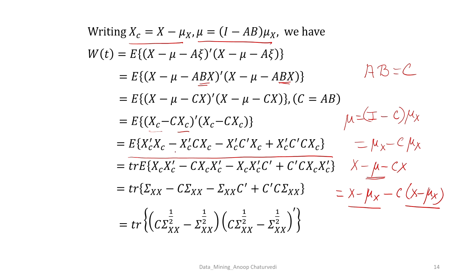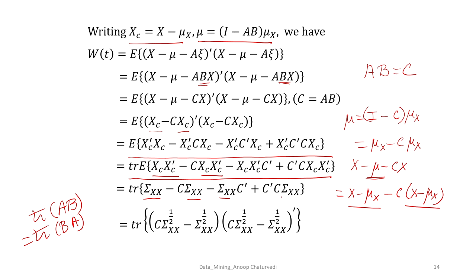So, you get this expression: expectation of x c transpose x c minus x c transpose C x c minus x c transpose x c plus x c transpose C x c. And then using the result that trace of AB is equal to trace of BA, we get this expression. So, we take x c transpose after x c, and so on. And then expectation of x c x c transpose is sigma x x. Here also it is sigma x x and sigma x x.